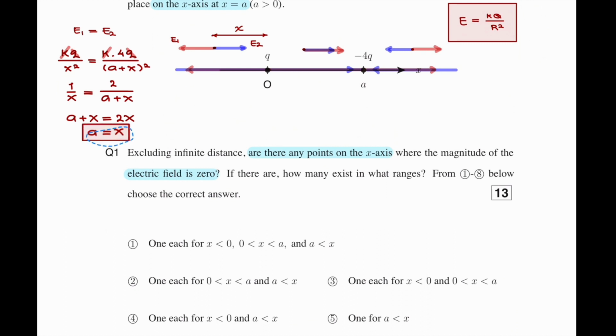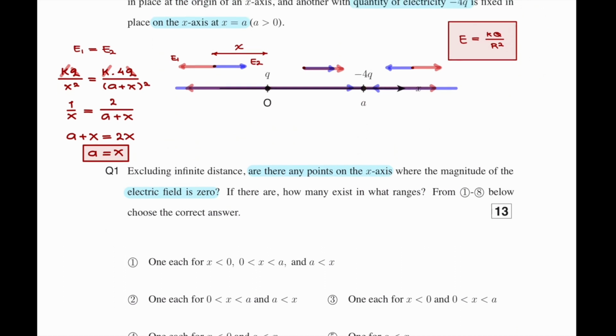Since I got the value of x, that means this position is possible. But if you try to do the same thing in this position, you will not get the value of x. You can try it by yourself. In the end, you will get a negative value of x here. So this position is impossible, because of course we do not have negative distance.